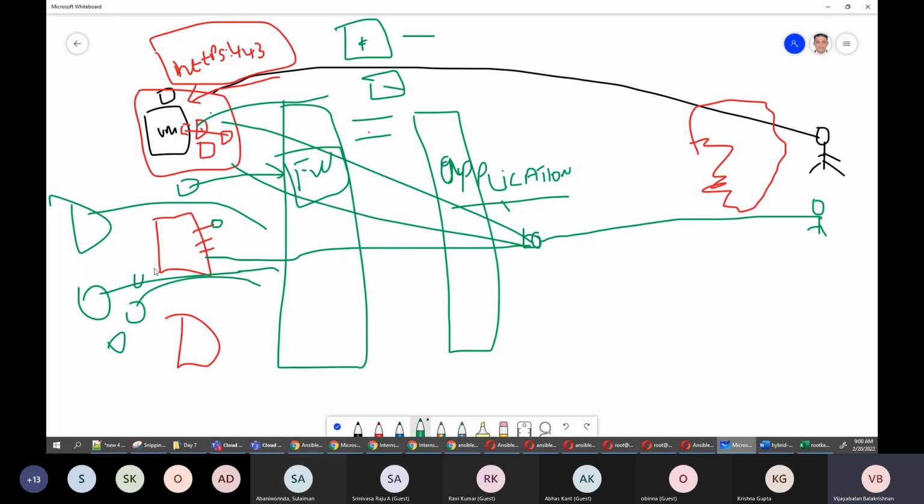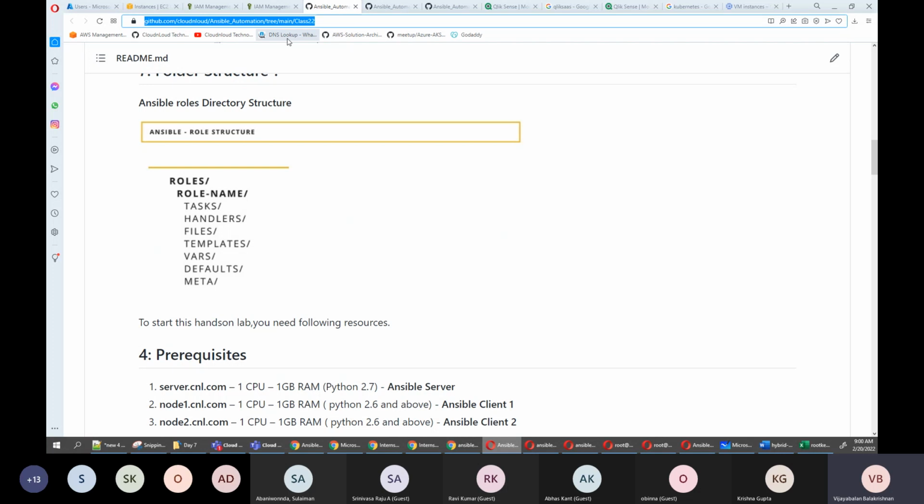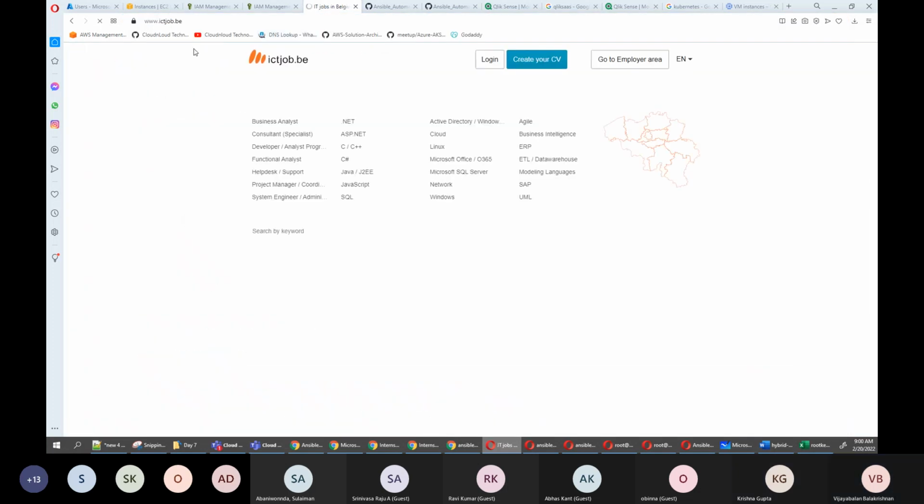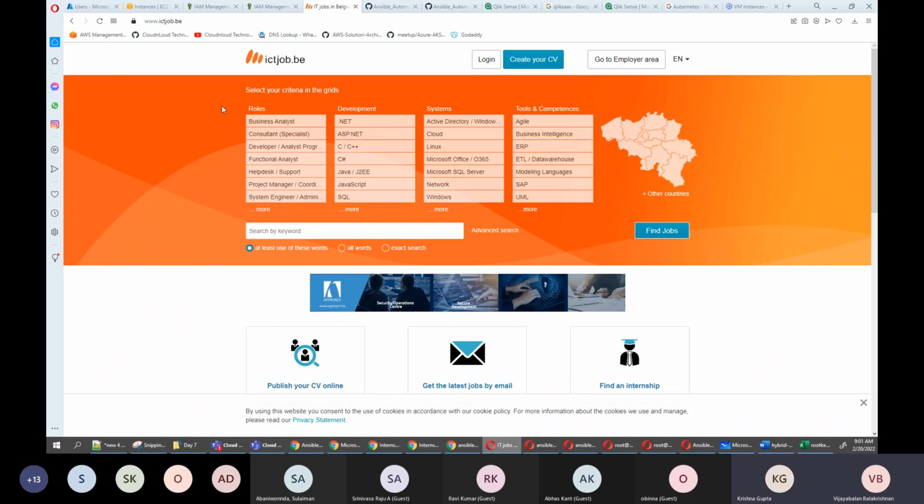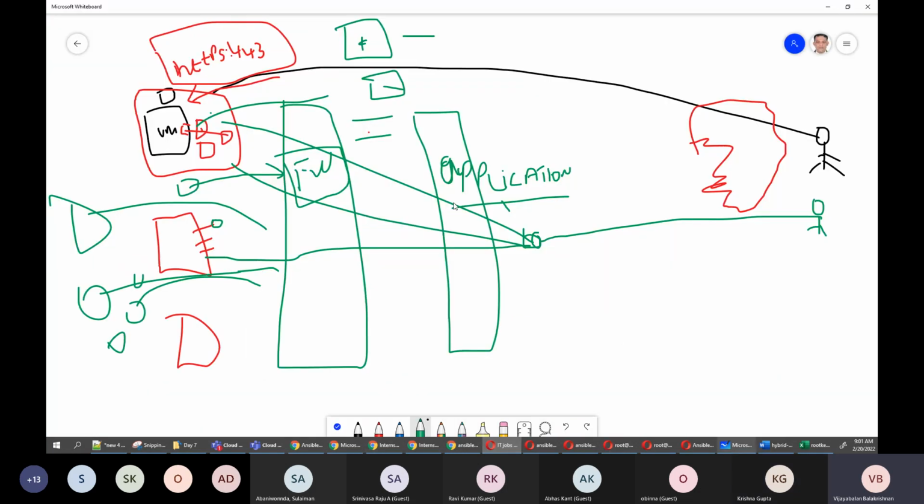In one of the sessions I showed the ICT jobs portal. Even if you access it from India, it will not work. There are a lot of things. If you don't have such a mechanism, like the application gateway, then manual configuring is going to be a real headache. Not only configuring, you need to manage it on a daily basis. It's working in the US, but it's not working in India.